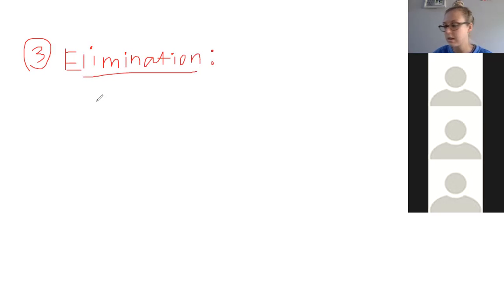All right, so let's do the same one. So 3x plus 6y equals 16. And x plus 3y equals 5.